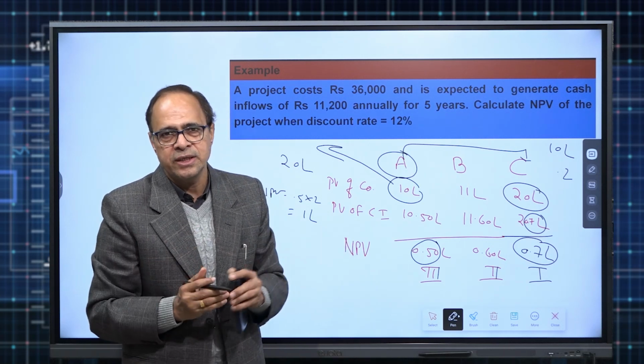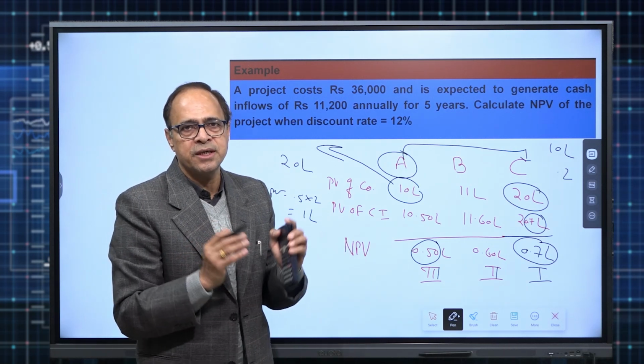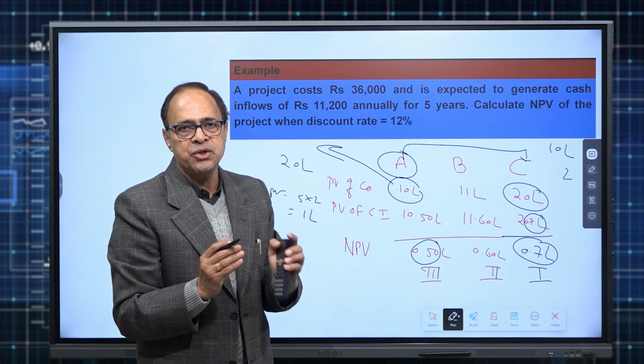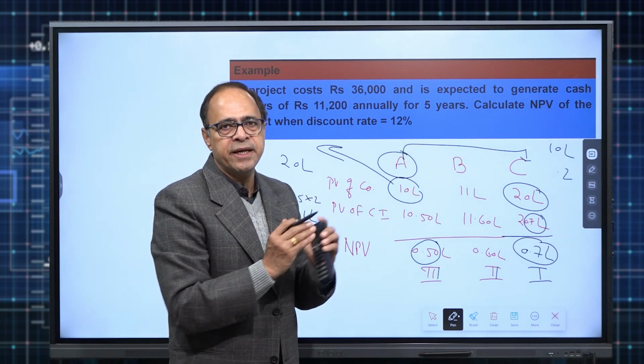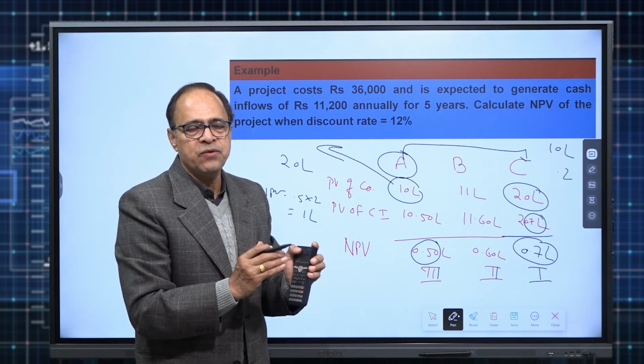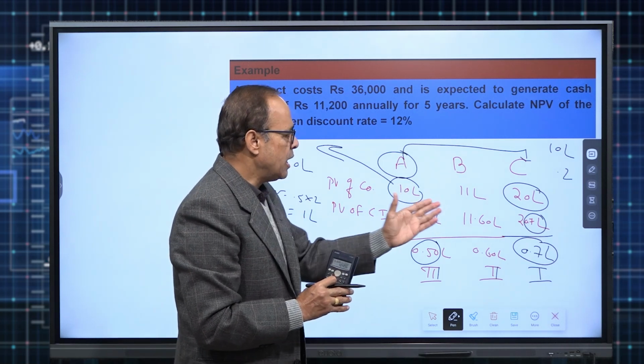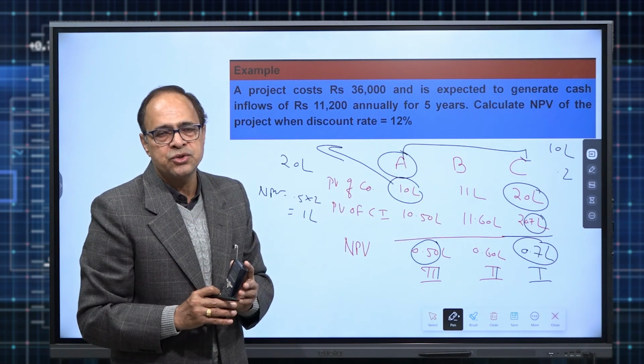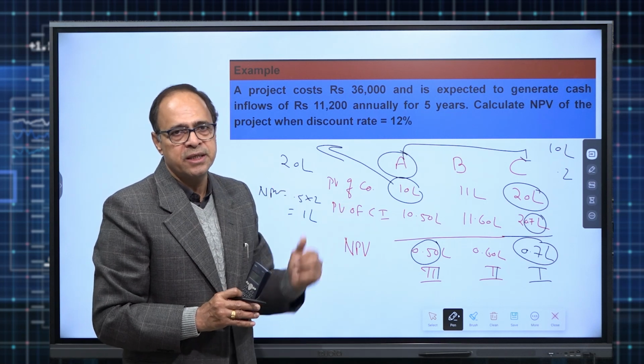Then you might say, what is the solution? Solution is there, my dear learners. Solution is either use profitability index method or use IRR method. So let us proceed further to see how this lacuna, this drawback of NPV is overcome under profitability index method.